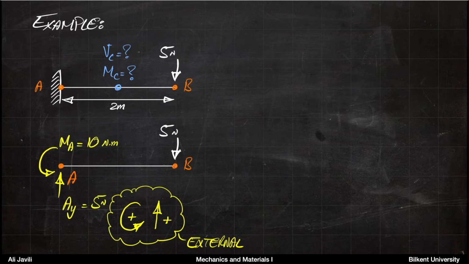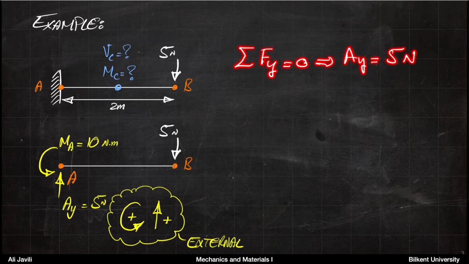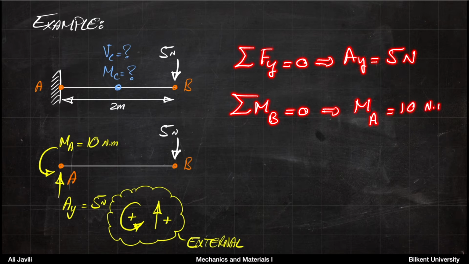So using our common equations, the sum of forces in the y direction would be 0. You can clearly see that AY would be 5 Newton. And then the sum of moments with respect to, say, B is 0. That clearly gives you that M at A is 10 Newton meter. And it's coming with a plus sign, meaning that the counterclockwise direction that we assumed was correct. The same holds for both of them. They are both plus.